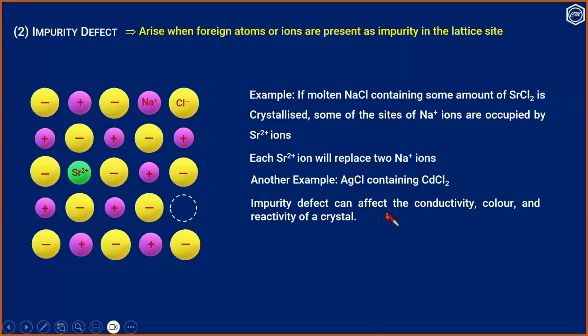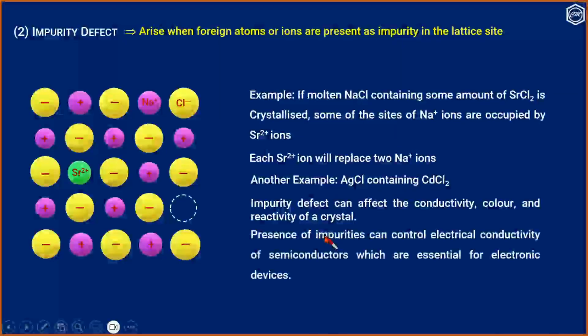Impurity defect can affect the conductivity, color, and reactivity of a crystal. Presence of impurities can control electrical conductivity of semiconductors, which are essential for electronic devices.